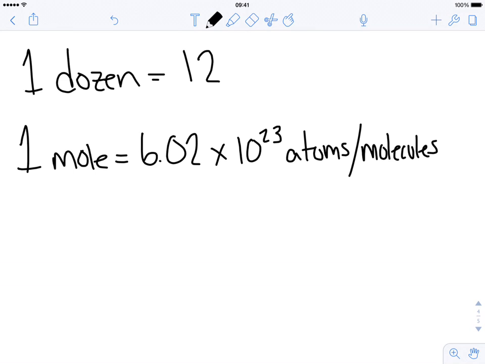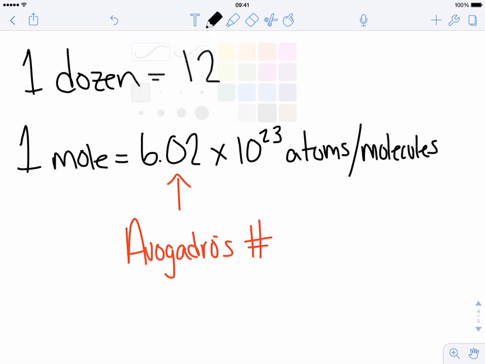So now to be a little bit more specific, if I said I have 1 mole of carbon, what I'm actually saying is that I have 6.02 times 10 to the 23rd atoms of carbon. One little side note here, this number is called Avogadro's number. Okay, so the fact that 1 dozen equals 12 is the same exact thing as 1 mole equaling 6.02 times 10 to the 23rd. It's the same type of relationship. It's no more complicated than that.